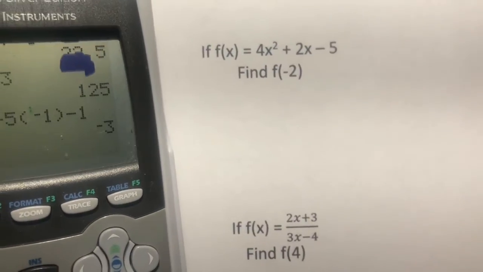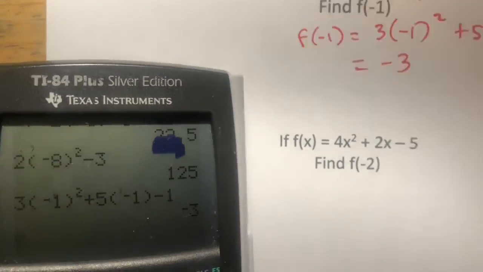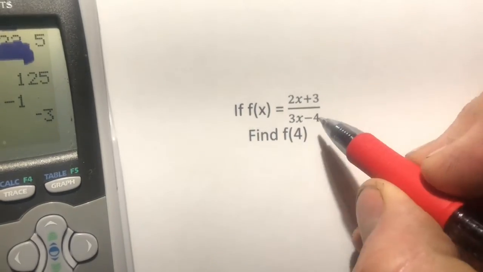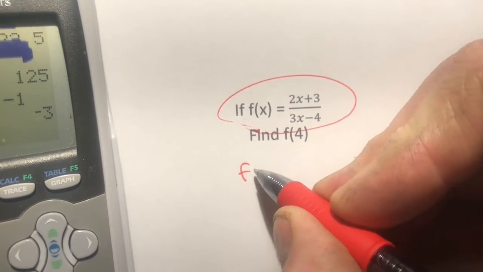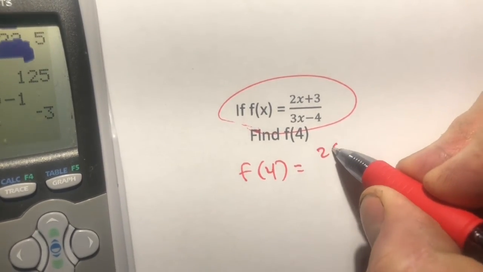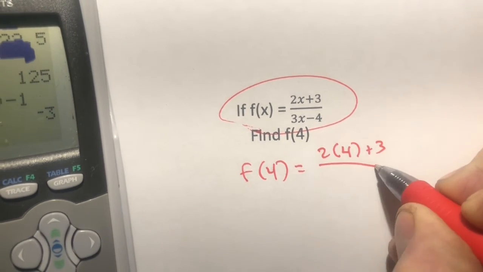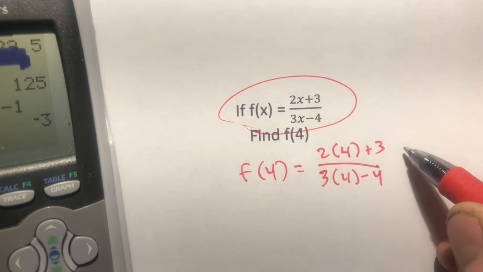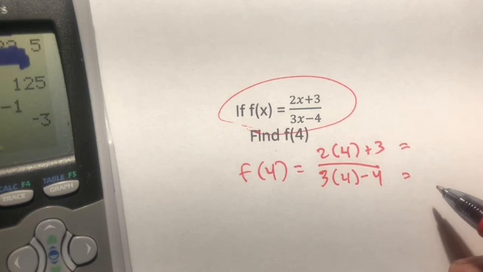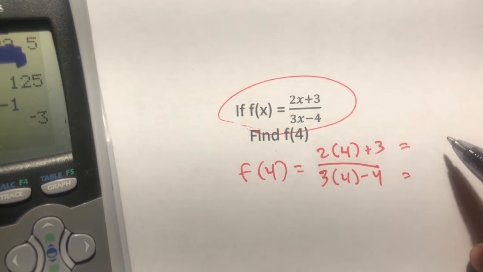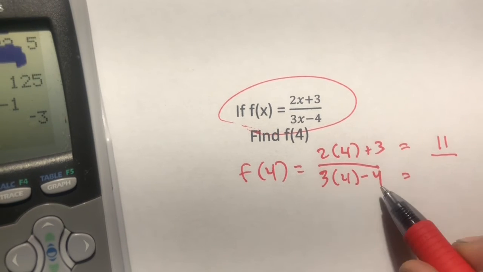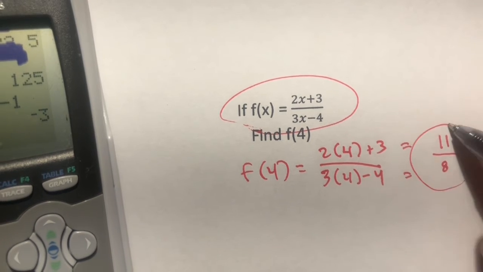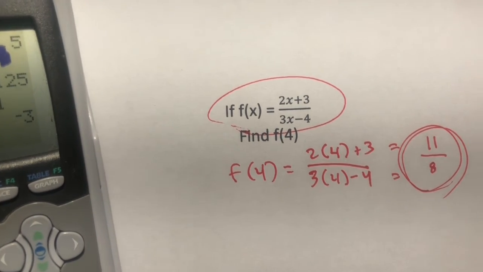Okay, here's another one. We'll skip that one since I think we're getting to the end here. We're going to do this one. Now look, this is a fraction here. F of 4. I've got 2 times 4 plus 3 on top, and 3 times 4 minus 4 on the bottom. Now, when you have a fraction like this, it's important that you do the top and the bottom separate. So if I do the top and punch that in, I get 11. If I do the bottom, I get 8. And then you simplify this, which it doesn't simplify, so you just leave it as that.